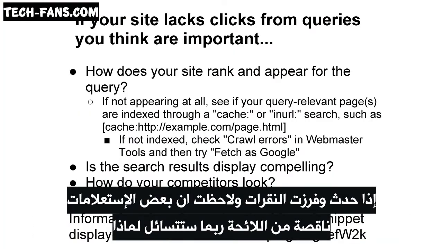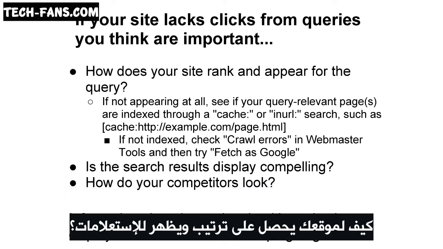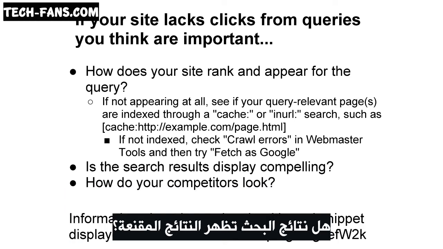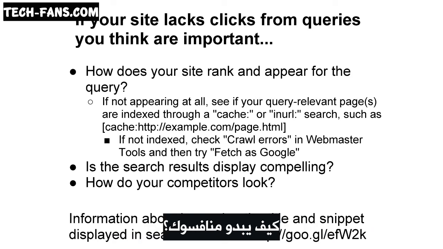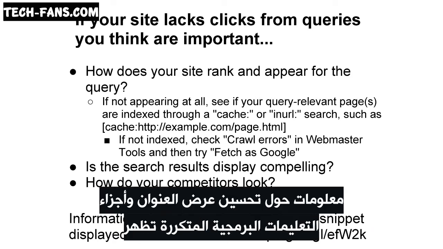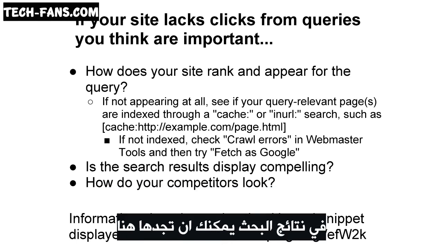If, when you sorted by clicks, you were surprised that certain queries were missing from the list, you might begin investigating why. How does your site rank and appear for the query? Is the search results display compelling? How do your competitors look? Information about improving the title and snippet display in search results can be found here.